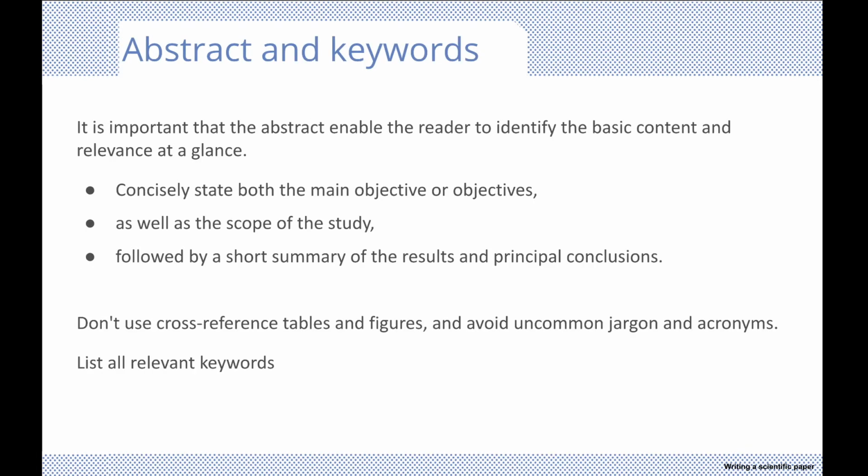When evaluating the interest of a new paper, the reader will often give the paper a quick overview, focusing mostly on the title, abstract, and conclusion, before deciding to study the detail of the paper if they consider it relevant. It is thus important that the abstract enable the reader to identify the basic content and relevance at a glance. The abstract should concisely state both the main objective as well as the scope of the study, followed by a short summary of the results and principal conclusions.